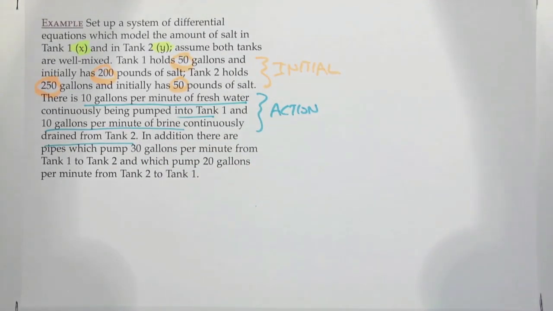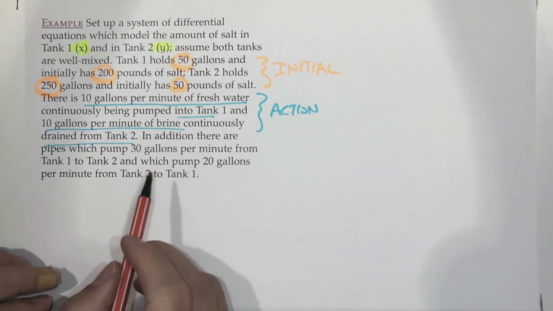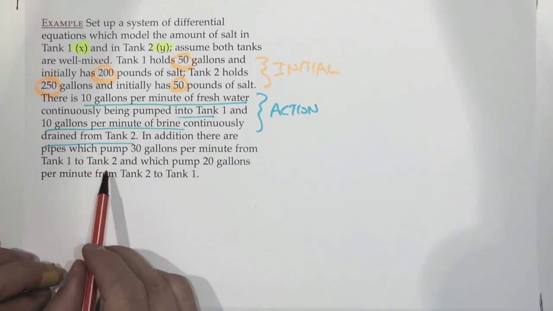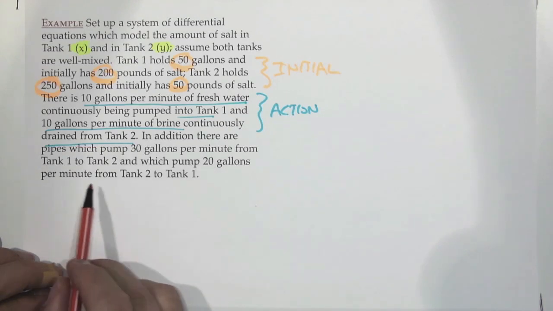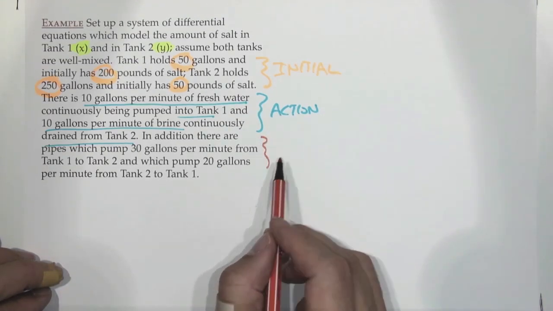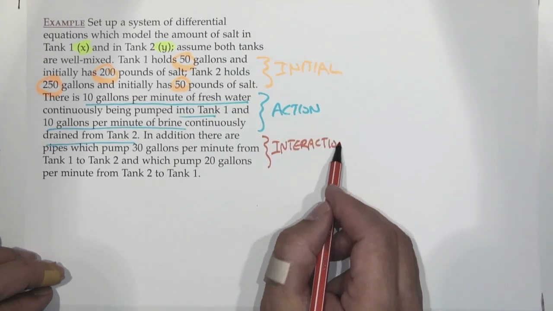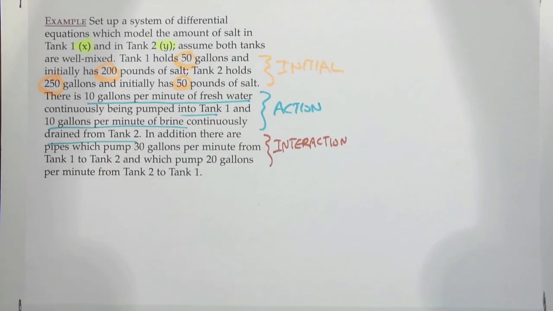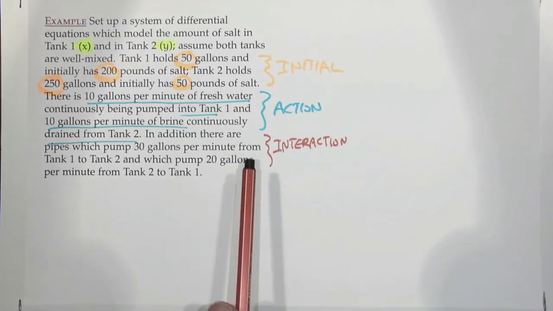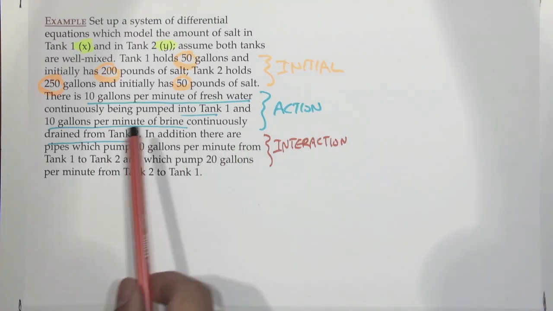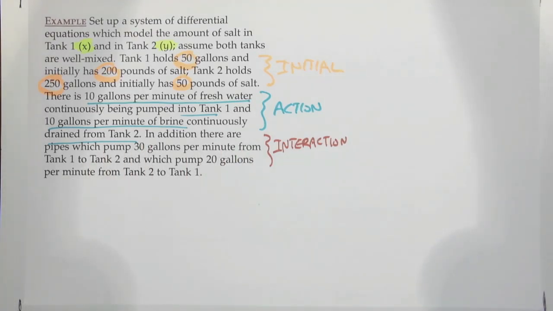What's the interaction? Well, there are pipes which pump 30 gallons per minute from tank 1 to tank 2 and pump 20 gallons per minute from tank 2 to tank 1. So this is the interaction. You can think of the first action as what's happening externally, external in, external out. This interaction is what's happening between the tanks.